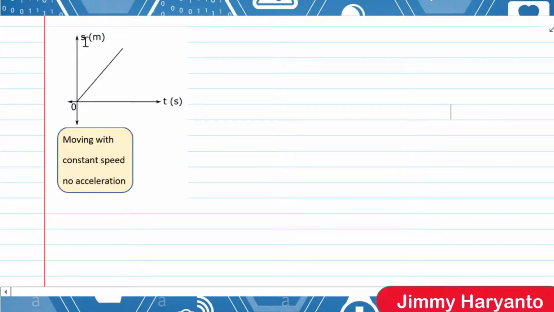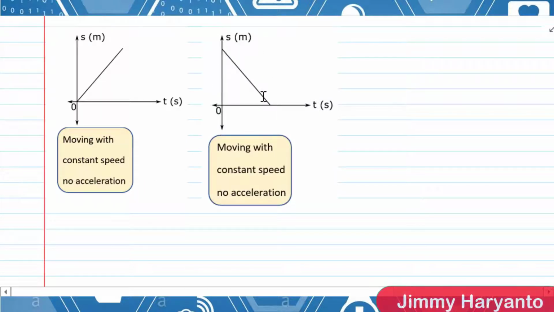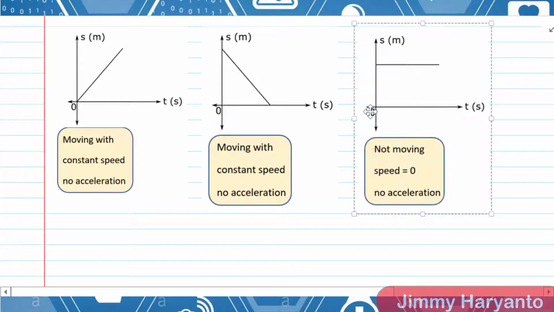So for the first one, we have the displacement and time graph. If the graph is a straight line like this, that means the particle is moving with a constant speed and there is no acceleration. For the second graph, it's moving with a constant speed also, and also no acceleration. But the difference between this one and this one is the first one moves to the right side. For the second one, it moves to the left side. So it's turned back. It's already taken a U-turn.